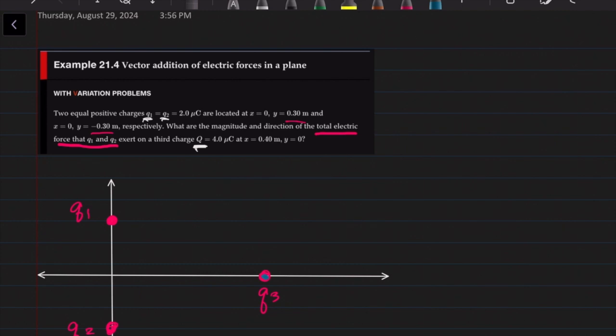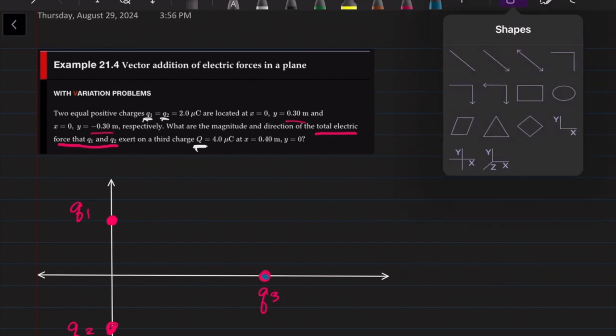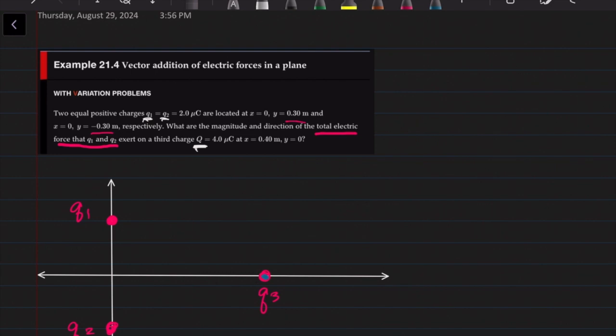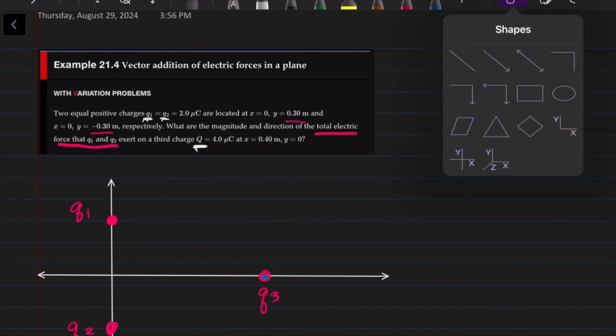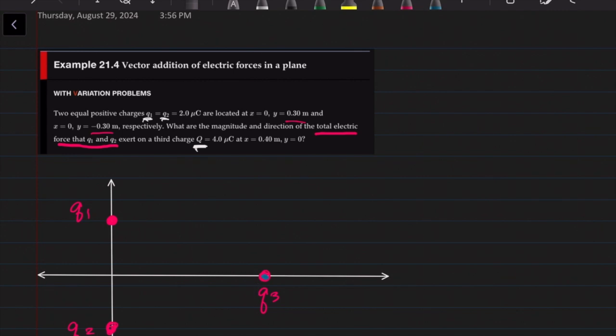So if we take a look at 1 and 3, okay, how is Q1 going to affect Q3? All right, so if we draw a straight line from Q1 to Q3, our force vector is either going to point directly toward or directly away from Q1. All right, well, guess what? They're both positive. So our force vector is going to point directly away along that line. Okay, that's going to be F13.